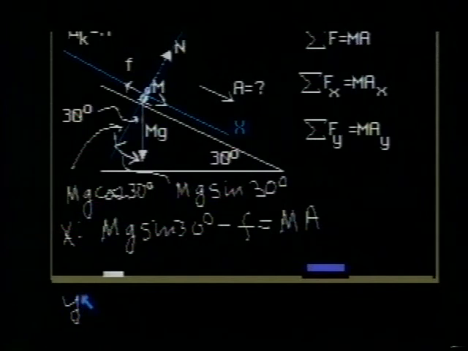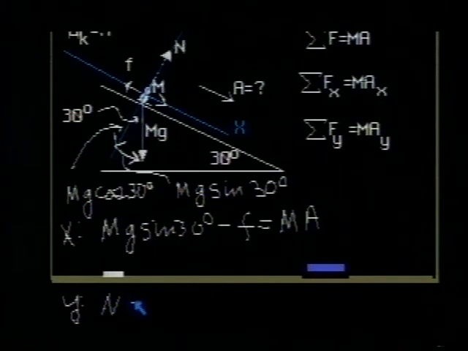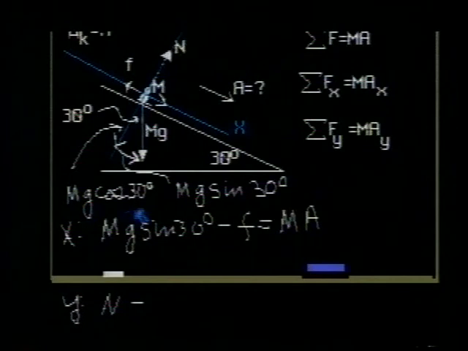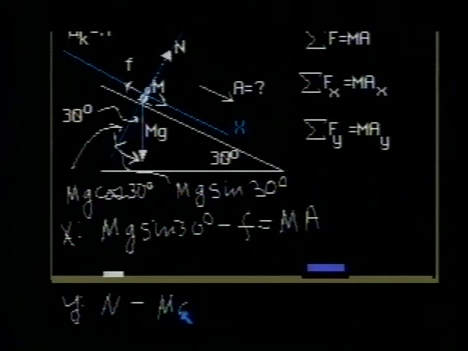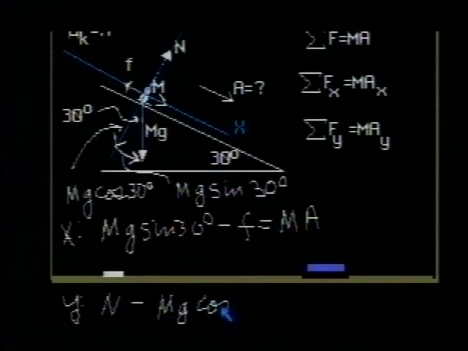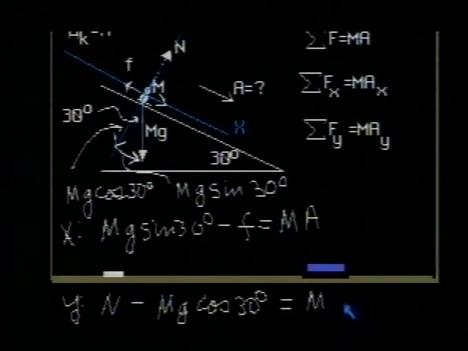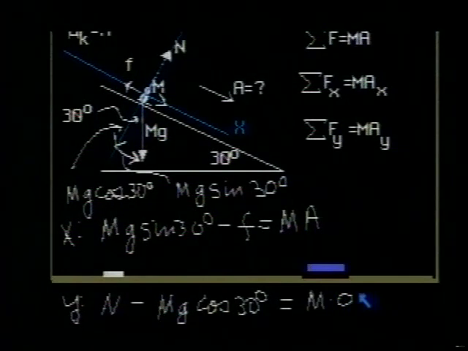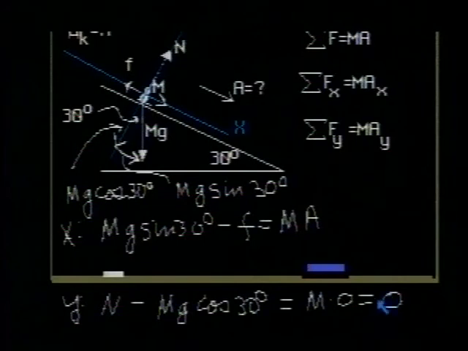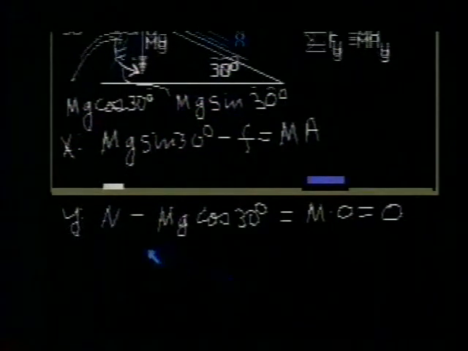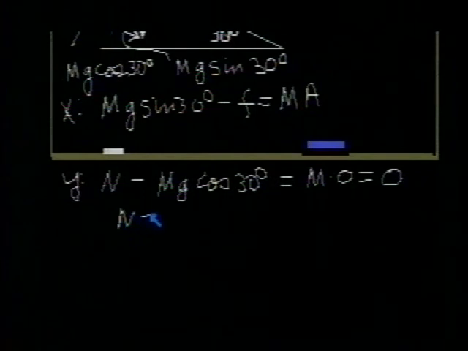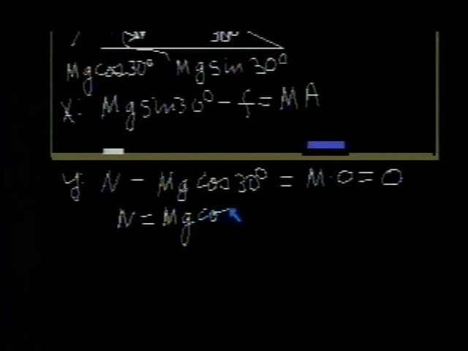If we write in the y direction, in the positive direction we have our normal force n. In the negative direction we have mg cosine 30 degrees. This is equal to the mass times the acceleration in the y direction, which happens to be 0. There is no acceleration in the y direction, so all that is equal to 0. I can rewrite then that n is equal to mg times the cosine of 30 degrees.